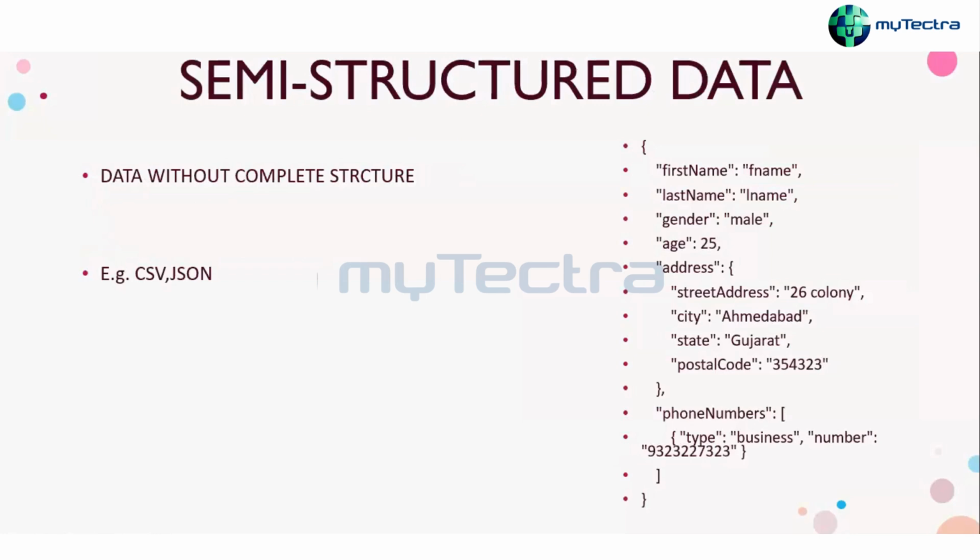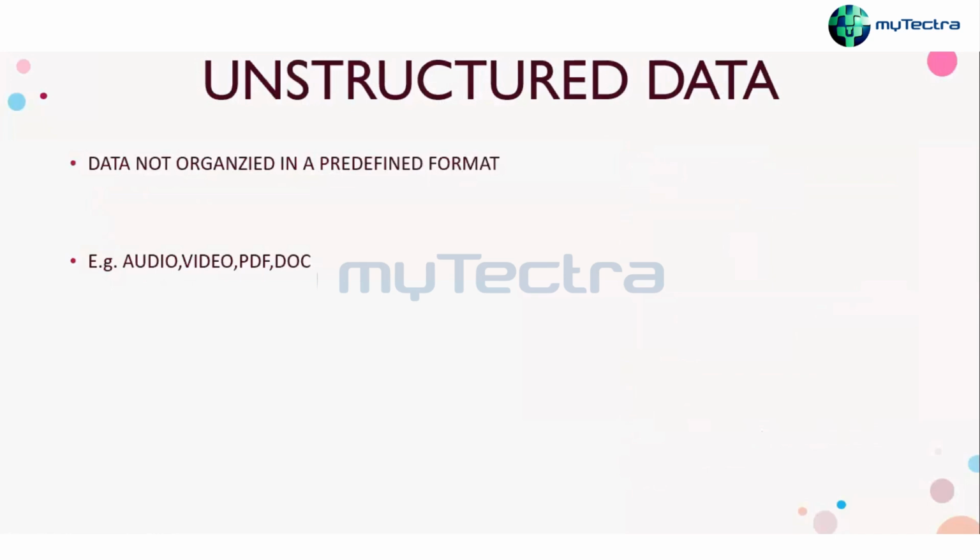In semi-structured data, the details will be stored using comma-separated values like CSV files and JSON files. In unstructured data, the data will be in the form of PDF documents, Word documents, audio, or video.